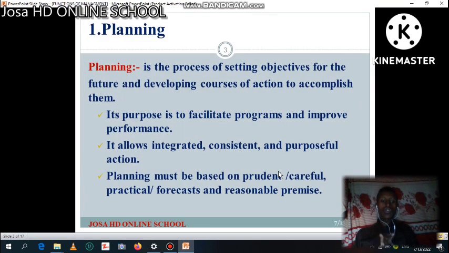The first function of management is planning. Planning is the process of setting objectives for the future and developing a course of action to accomplish them. Planning is one pillar of organization. Its purpose is to facilitate programs and improve performance. It allows integrated, consistent, and purposeful action. Planning must be based on prudent and careful, practical forecasts and reasonable premises.